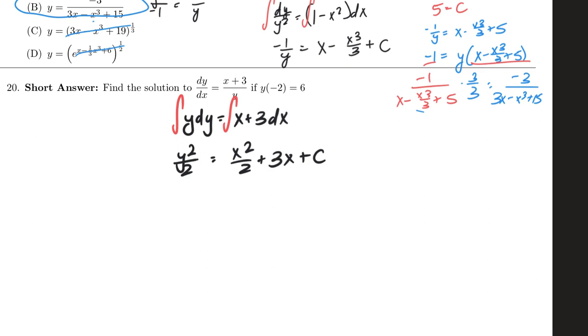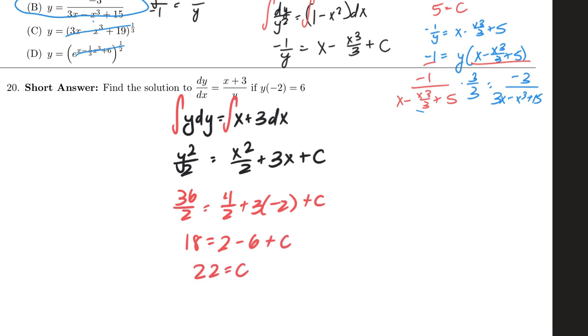And then we're going to plug in negative 2 for x and 6 for y. 36 divided by 2 is 18. And this is going to be 22 equals c. So c equals 22. So now we have y squared over 2 equals x squared over 2 plus 3x plus 22.